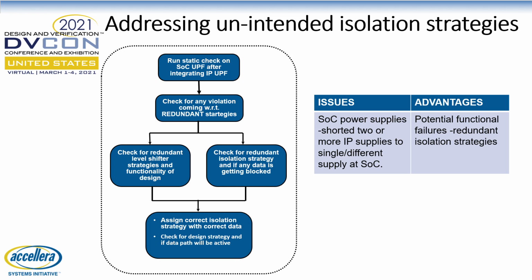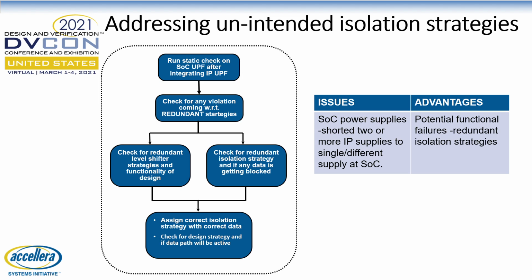So strategies like isolation or level shifter, which were already existing at IP level, become redundant at the SOC level because now two or multiple power supplies have become one supply. So we had potential functional failure due to redundant isolation strategies getting placed between AON to AON, blocking the functional data due to clamp value. For identifying such issues, as represented here, we have a check at static level which can show if the data is getting blocked or getting passed without any data corruption.